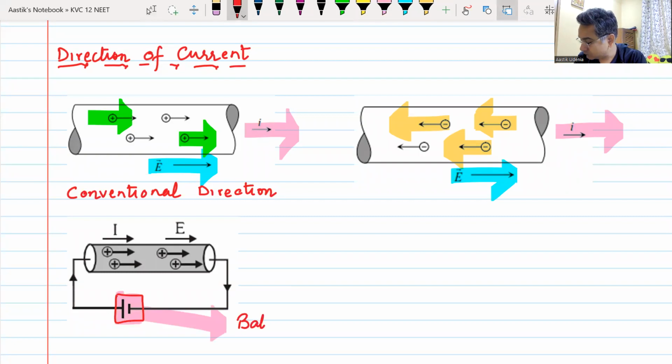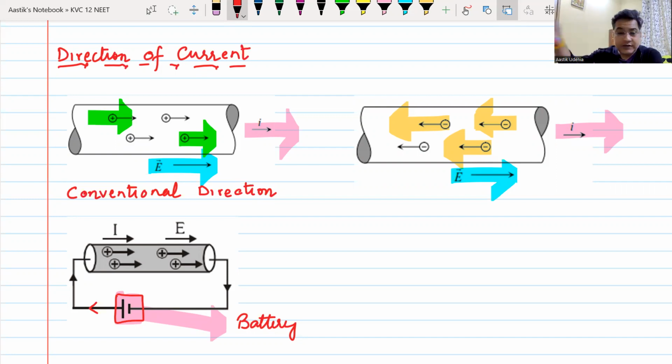Yes, sir. That is known as the battery, and current will flow like this. That is the direction of flow of current that is taken. I'll give you 2 minutes. Note it down. Then we move ahead. So we have understood the direction of current.